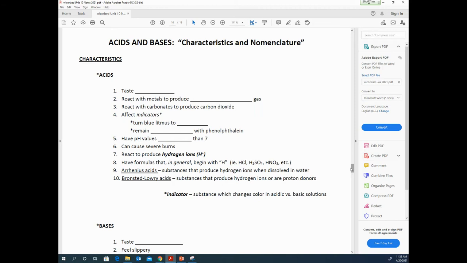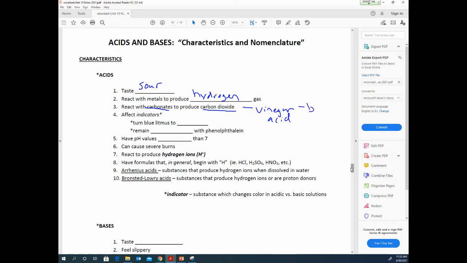So acids tend to taste sour. They react with metals to produce hydrogen gas. So if I pour different types of acids onto metal, they produce little bubbles of hydrogen gas. They react with carbonates to produce carbon dioxide. So again, if I pour them onto something with carbonate in it, they produce carbon dioxide. Vinegar is a common acid.